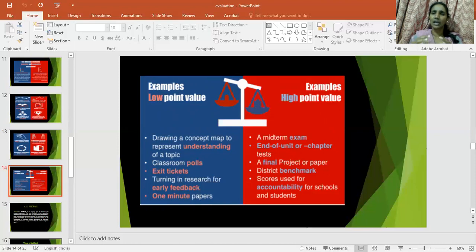It means that while delivering a lecture, I'm going to ask questions: do this, do that, and give me the answer. So that is where I am evaluating my students, I'm judging my students. Examples of high point value are a midterm exam, or the end of the chapter, or the end of the unit, a final project, or the final papers. So these are the examples of high point value.